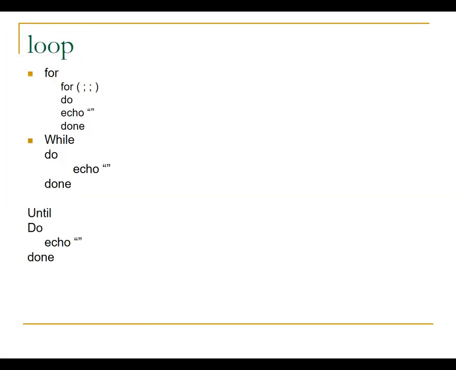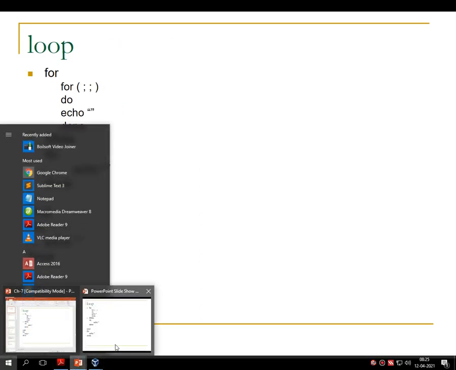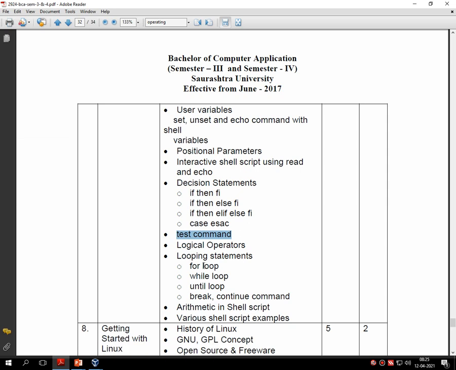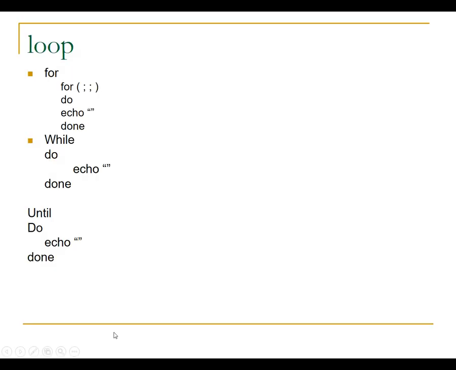Now same like this, we can go for various looping control statements in the Linux programming language. The various looping control statements provided by Unix are for loop, while loop, until loop, and break and continue commands, that we will see now. The syntax of for loop is for, initialization, condition, increment and decrement. Then we have to use do and done.